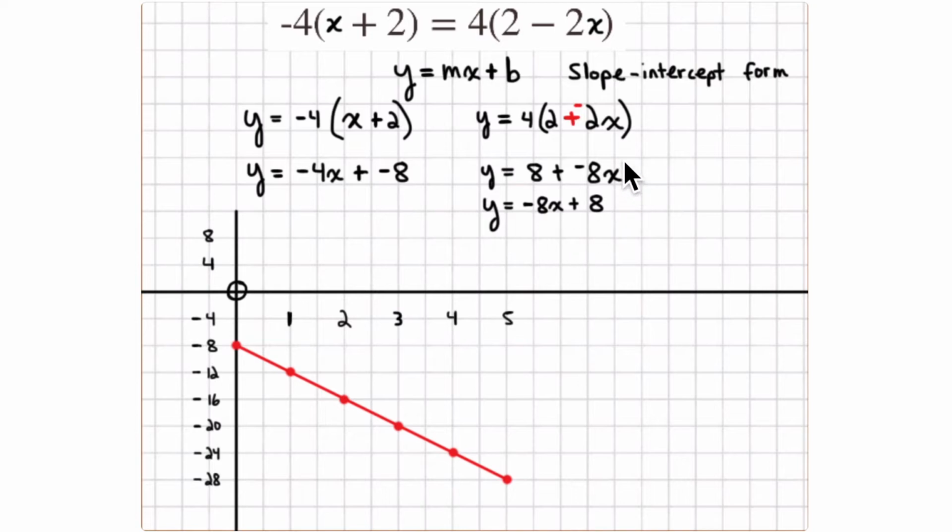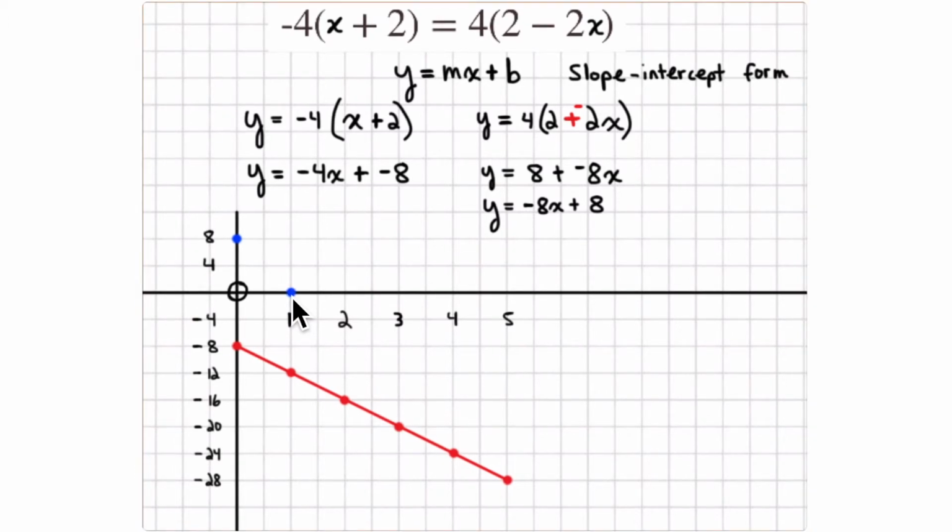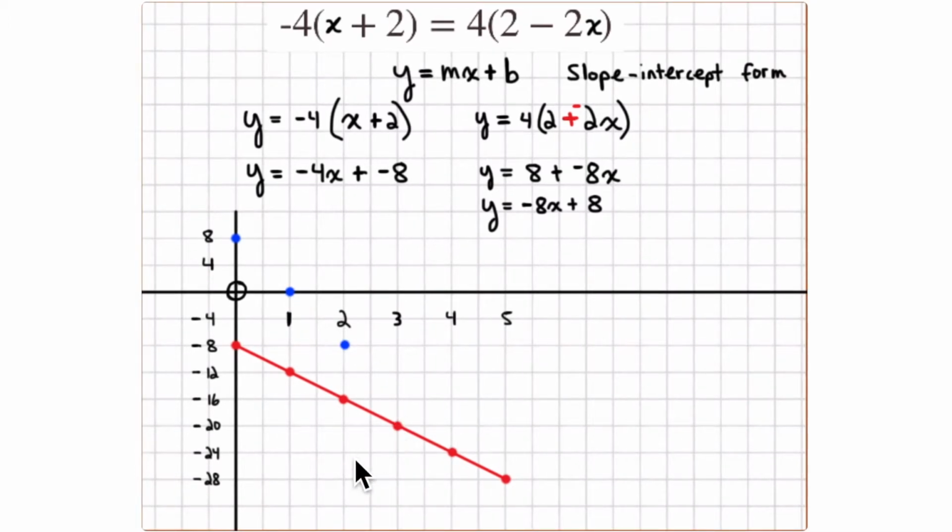On the other hand, this equation crosses the y-axis, the graph for this equation, the line crosses the y-axis at positive 8. And for every unit of x, this one goes down 8 units. So not 4 units, but 8 units. So it goes down twice as far for each unit of x. So it's going down faster than this line.